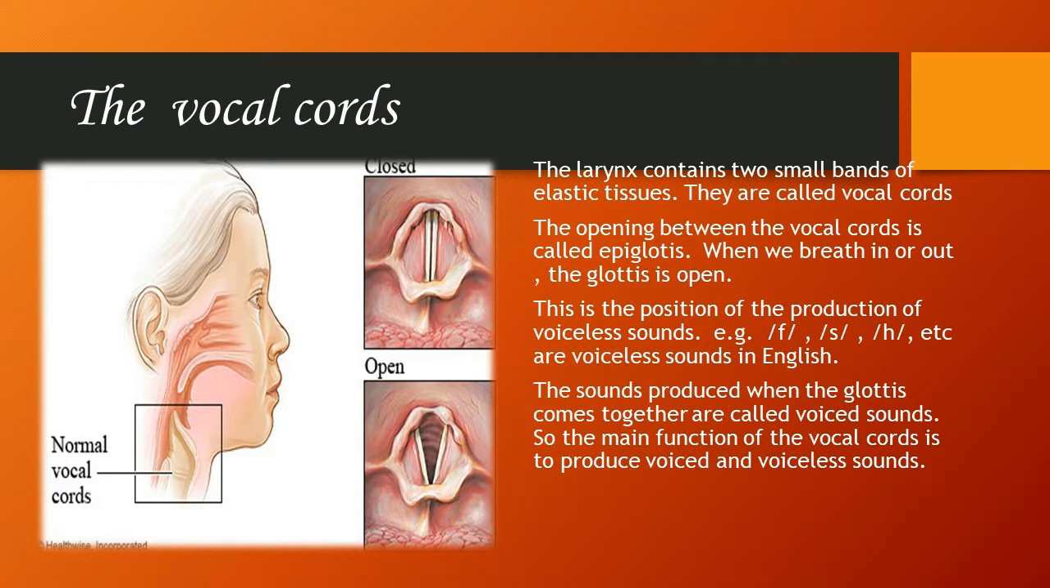For example, f, s are voiceless sounds in English. The sounds produced when the vocal cords come together are called voiced sounds. So, the main function of the vocal cords is to produce voiced and voiceless sounds.